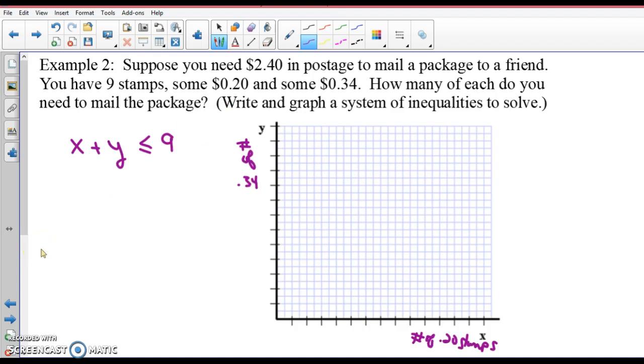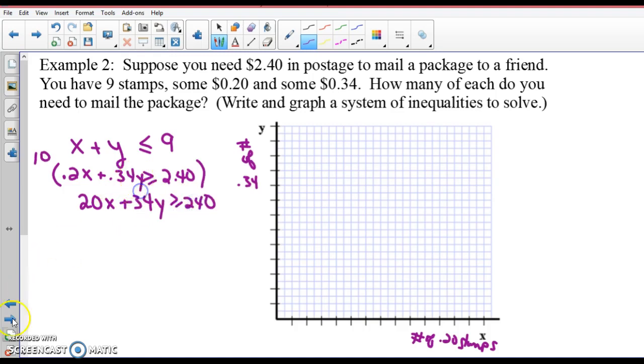What's my other inequality going to be? Yes. Now, you know what I'm going to do with that second inequality right off the bat? I'm multiplying the whole thing by 100, because I'm moving the decimal 2 places, to make this 20x plus 34y greater than or equal to 240. Think of it, I just changed it to pennies, right?